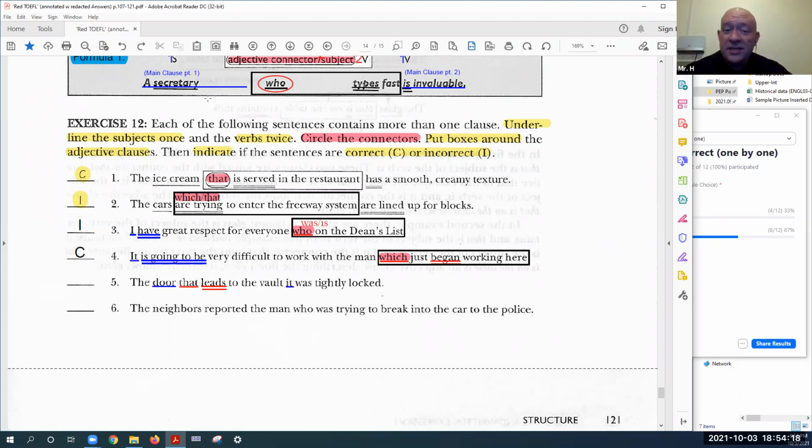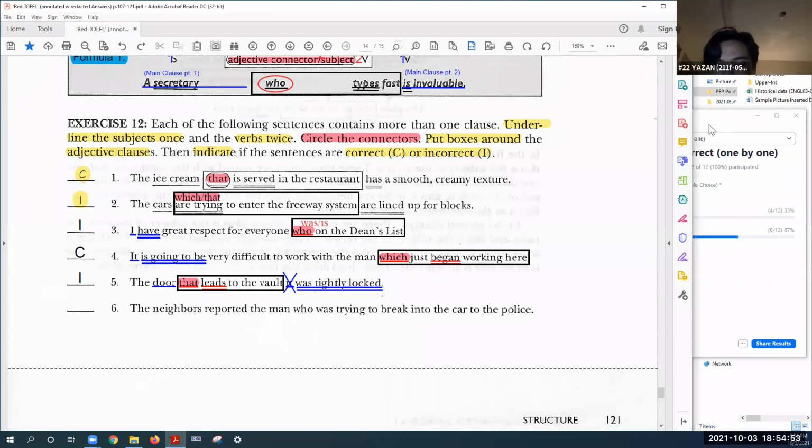You see the problem? We have it. And then the second verb was tightly locked. Where do I put the, well, you said that is a connector. Where do I put the box? From that to vault. Good. So this example is incorrect, right? Yes. There you go. That leads to the vault. All right. Well done. All right, guys, you ready for the next one?